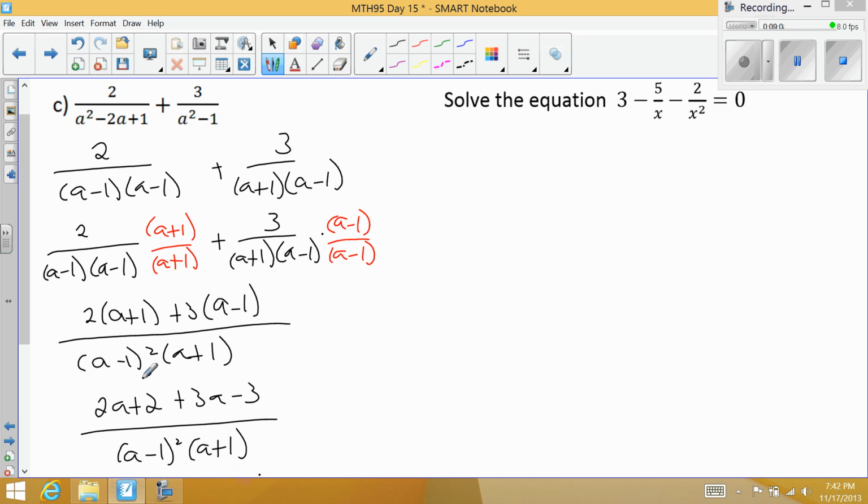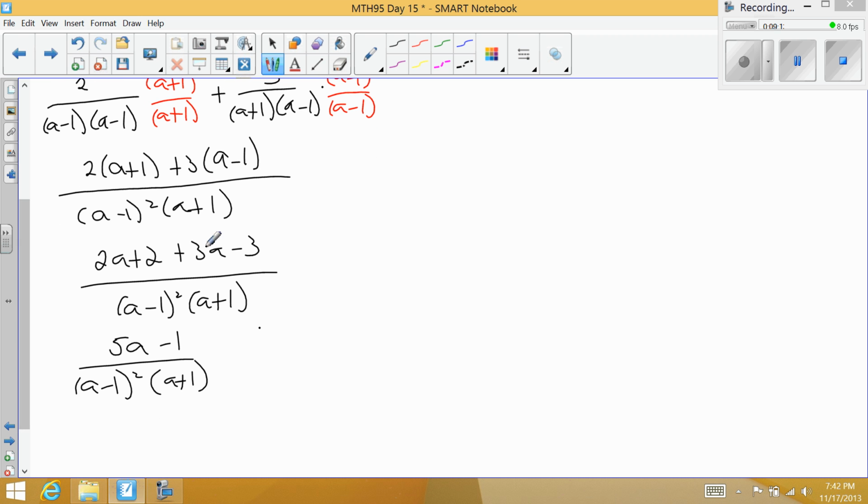And then I distributed in the numerator. Put everything over the LCD. 2a plus 3a is 5a. 2 subtract 3 is subtract 1 over the LCD for my final result. Again, your answers aren't particularly nice looking with these. That's just kind of the nature of the problem.